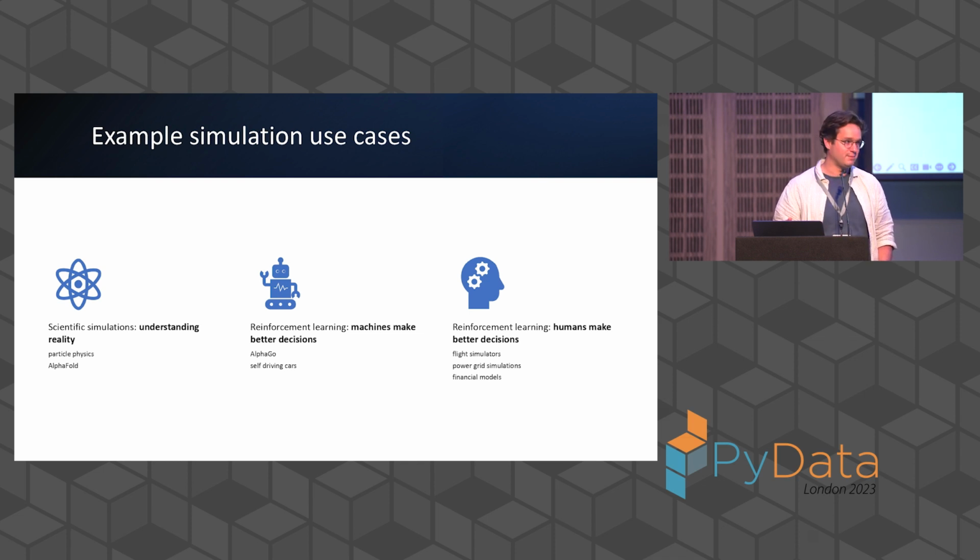An example of a simulation that trains a human would be, for example, a flight simulator. You really wouldn't want a pilot to have their first go in a Boeing 747 in an actual Boeing 747. So yeah, you're training the pilots to make better decisions there. Power grid simulators, financial models. So now we know that simulations are useful. Hopefully I've convinced you they're useful in a very general sense. I'm going to hand over to Tristan now, who'll tell you a bit about what we used one for.